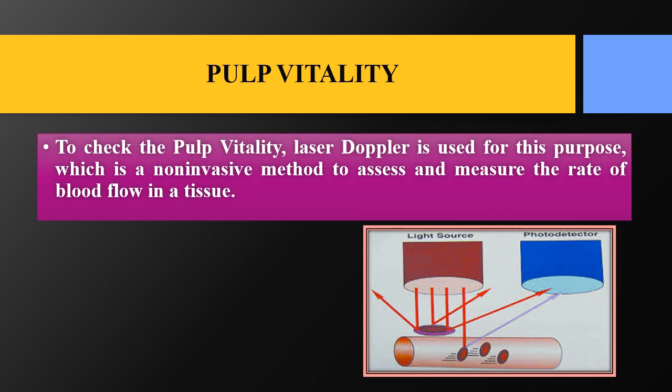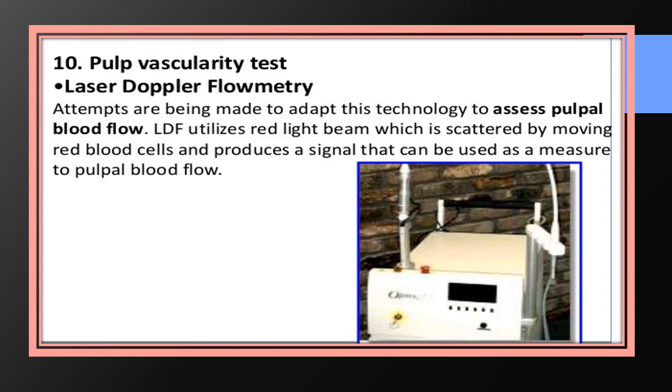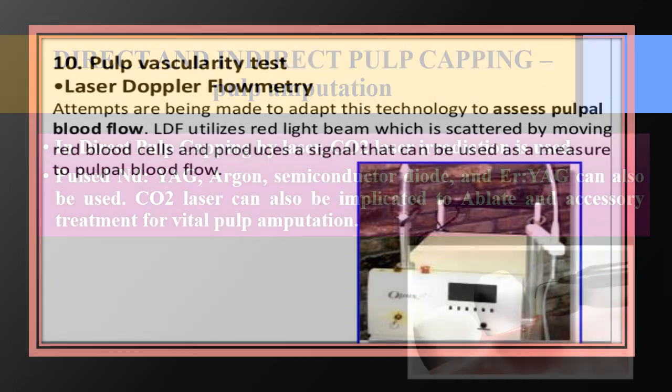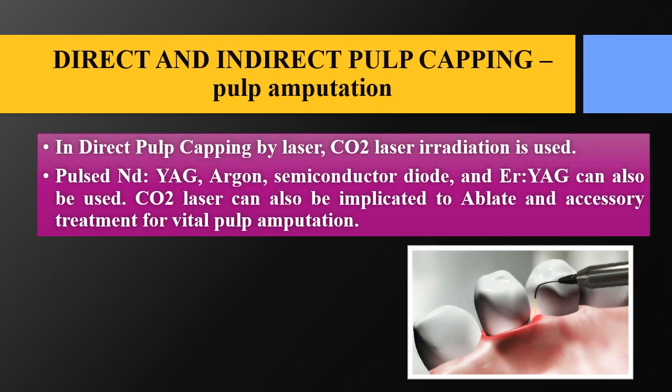For example, laser Doppler flowmetry is a non-invasive method to assess and measure the rate of blood flow within the pulpal tissue. Lasers are also used for direct and indirect pulp capping and amputation. The laser used is a soft tissue laser, that is the carbon dioxide laser, which is used for removing the coronal pulp also. So it is used for the pulp amputation procedure also.